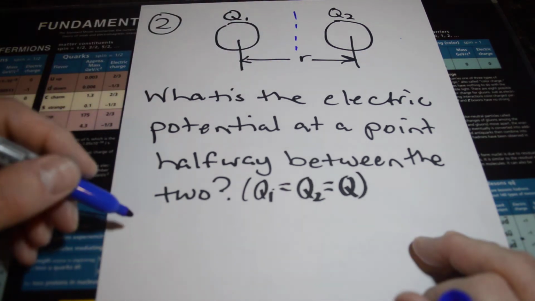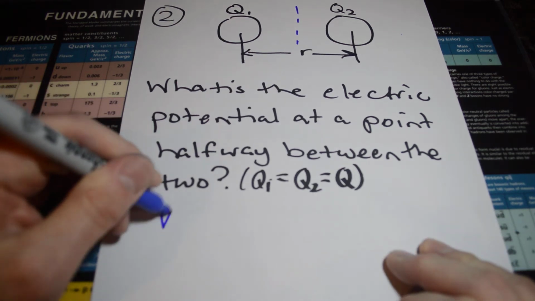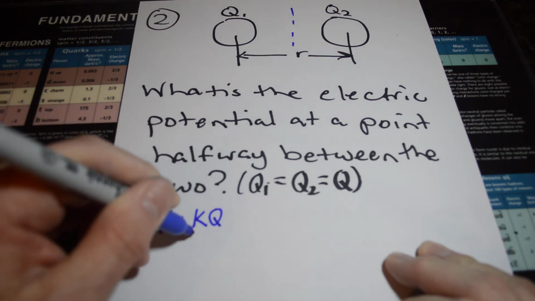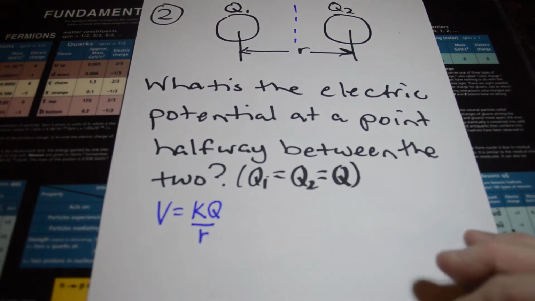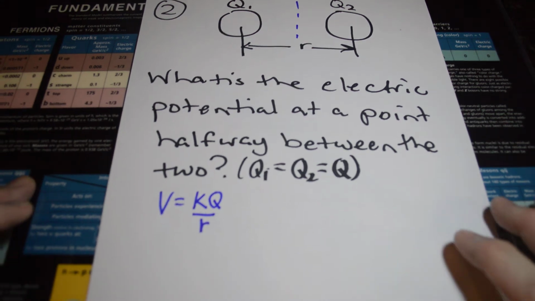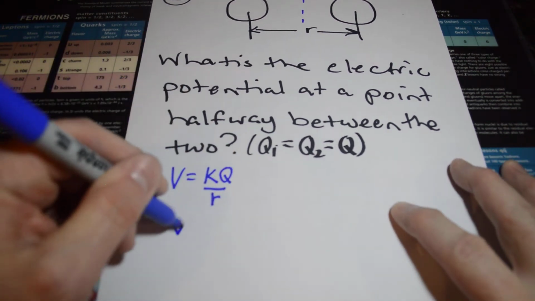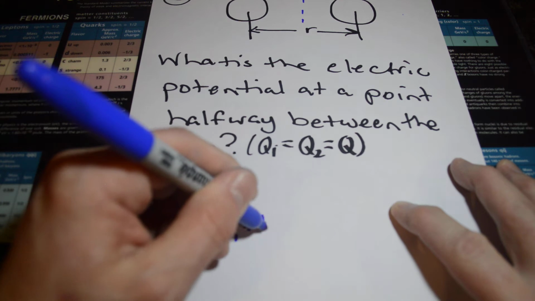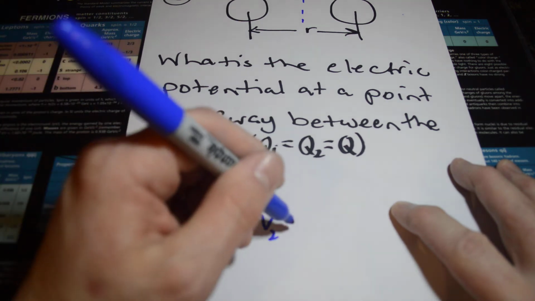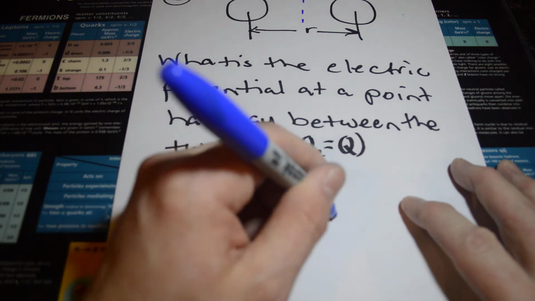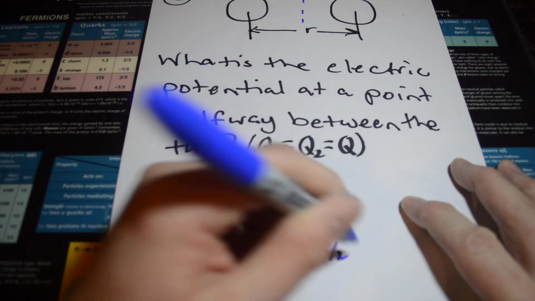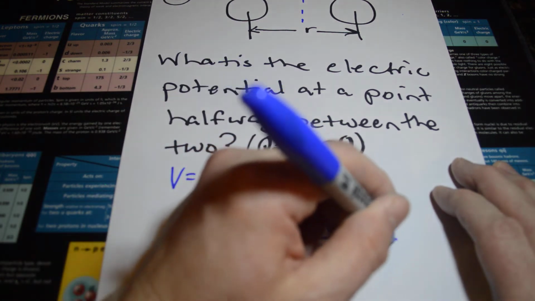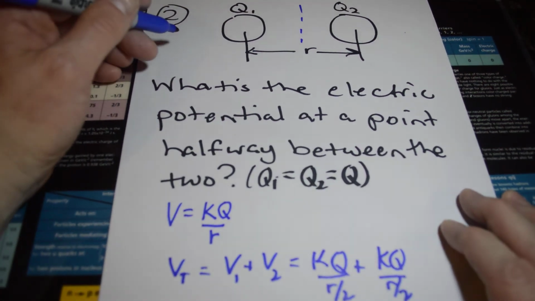Now it's a little different here because the electric potential is a scalar quantity, which for a point charge or a charged object would be equal to KQ over the distance, R. So if you're trying to calculate what the total potential would be, then it would be the potential for the first plus the potential for the second charged object. So it would probably look like KQ over R over 2 for the first one, plus KQ over R over 2 for the second.